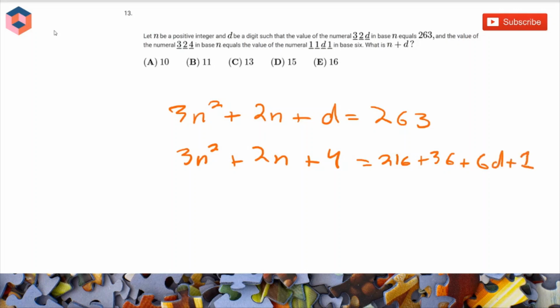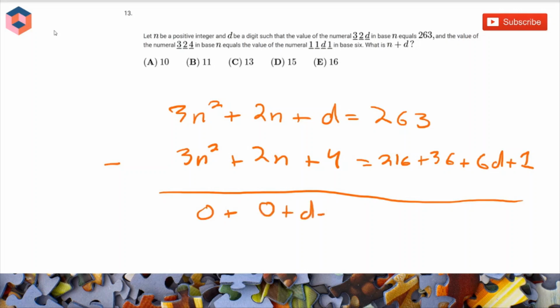If we subtract this second expression from the first expression, this n value will cancel out, just leaving us a simple linear equation. Let's do that. So we subtract this. We get 3n squared minus 3n squared, so 0, plus 2n minus 2n, which gives us 0, plus d minus 4, which gives us 263 minus 216.